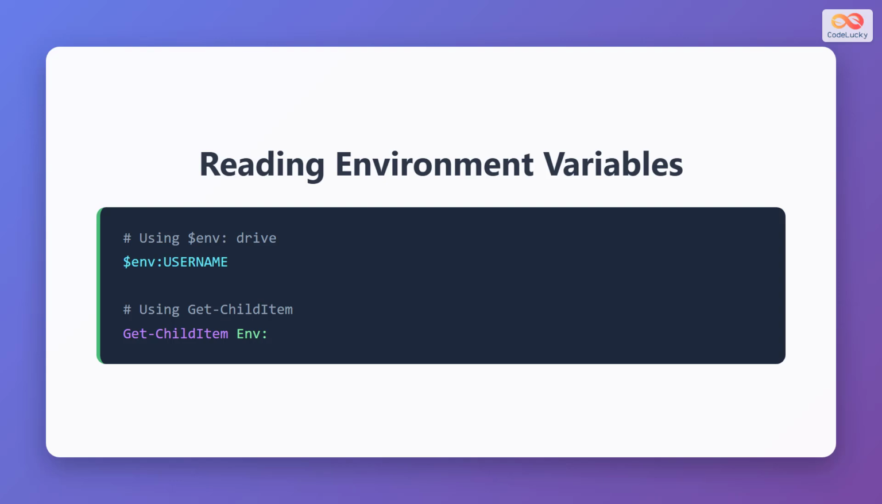Reading environment variables in PowerShell is straightforward. The simplest method uses the $env: syntax. For example, $env:USERNAME returns your current username. This is the most common way to quickly access a single variable's value. If you want to see all environment variables at once, use the Get-ChildItem command with env: as the argument. This displays a complete list of every environment variable currently defined in your session.